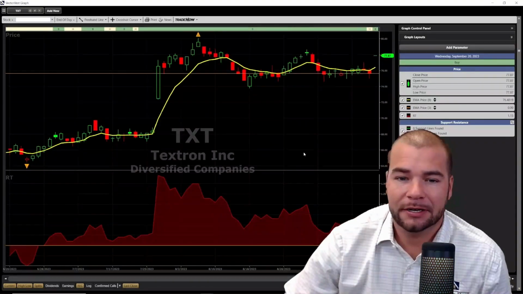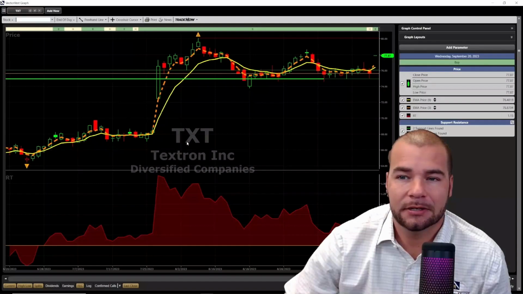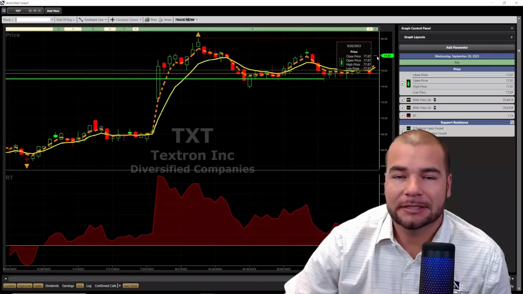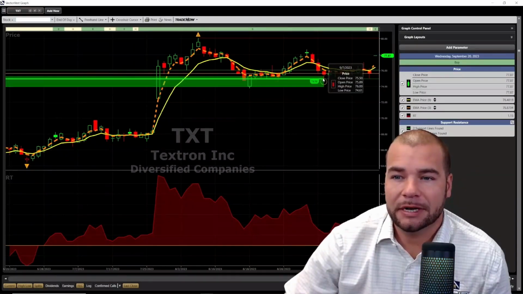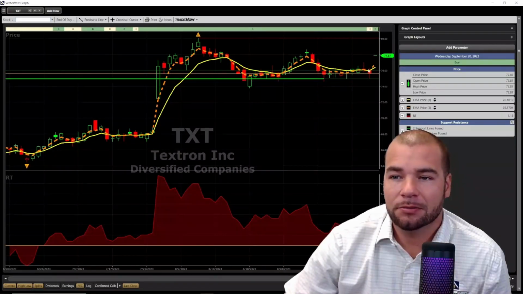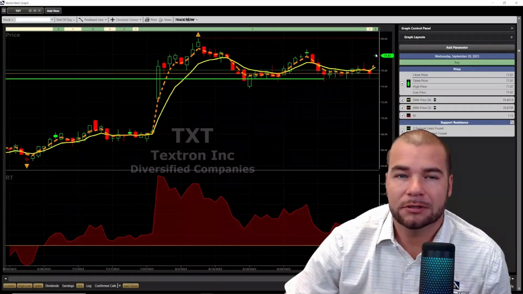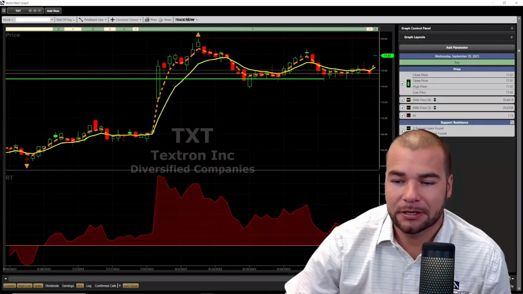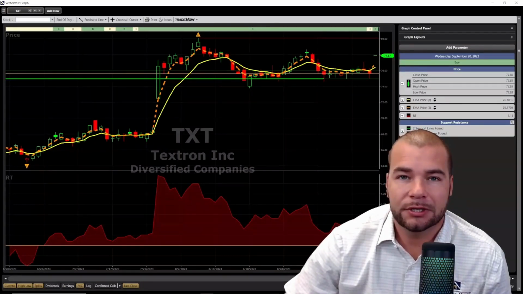Now, if we go to the second example here, we got TXT. If we look at price action today at 77.87, we see price action finding a level of support here at 74.96. The 3-day crossed above the 8-day within the last 24 hours, showing that momentum to the upside. In addition, the RT, or relative timing, has eclipsed its prior swing high. Thus, that is showing more momentum to the upside.